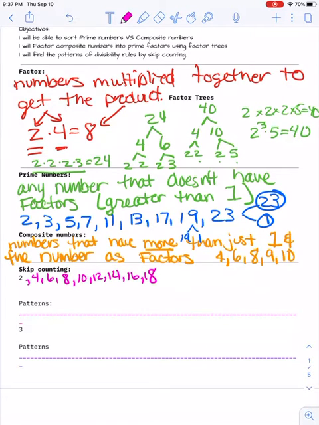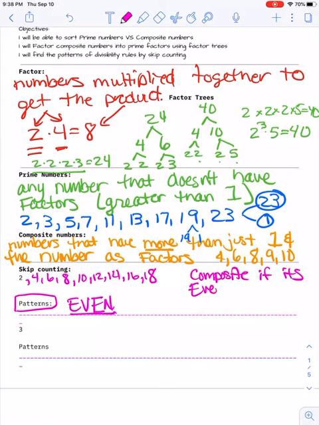What do you notice when you skip count all those numbers? What's the pattern here? They're all even numbers. So anytime I see a number that's even, I'll know that it's a composite, because 2 is a factor.